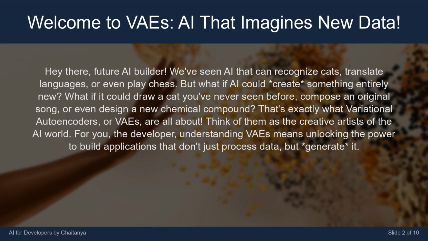Hey there, future AI builder. We've seen AI that can recognize cats, translate languages, or even play chess. But what if AI could create something entirely new? What if it could draw a cat you've never seen before, compose an original song, or even design a new chemical compound? That's exactly what variational autoencoders, or VAEs, are all about. Think of them as the creative artists of the AI world.